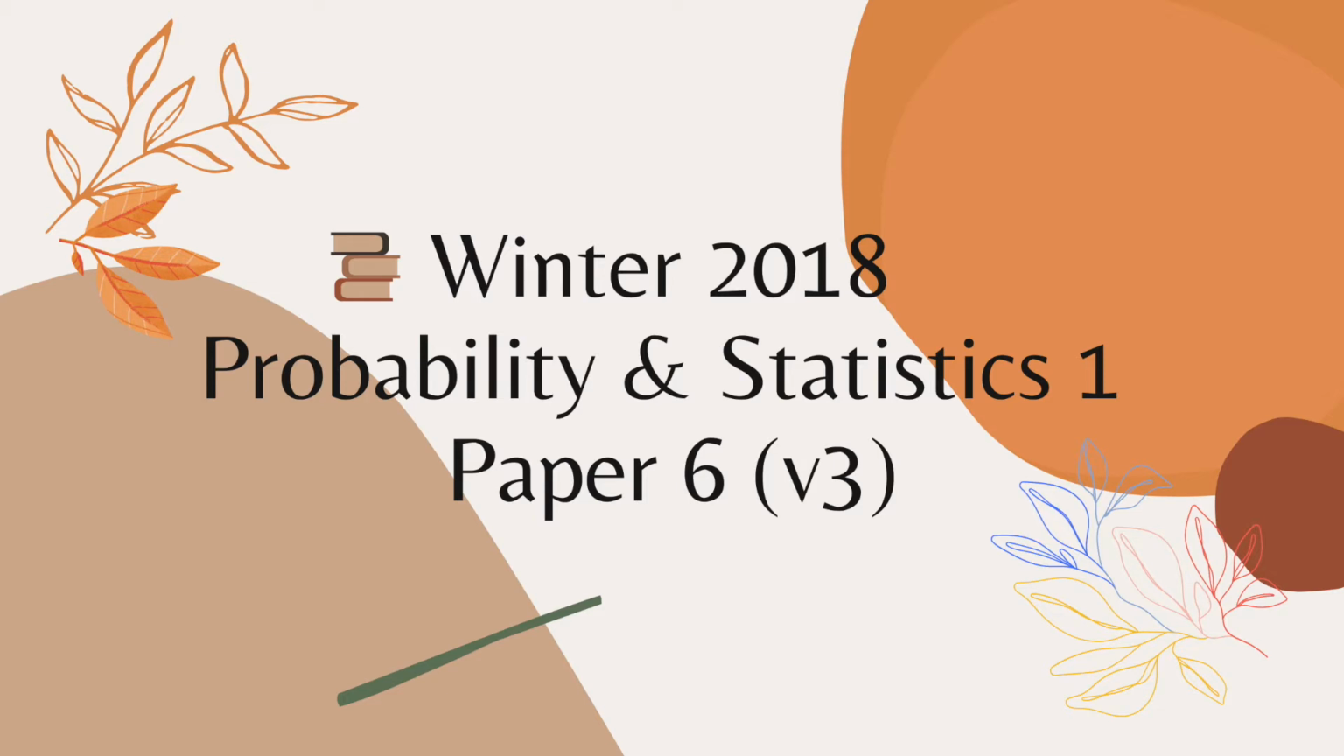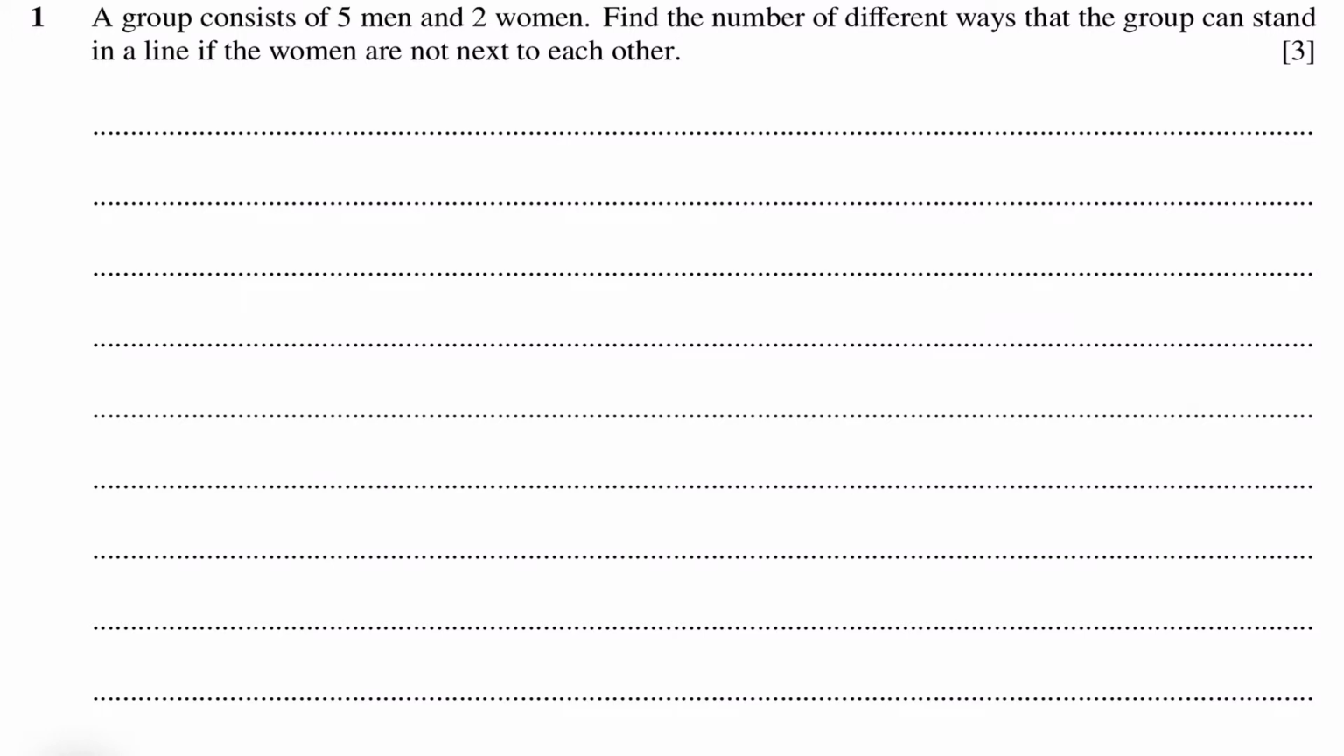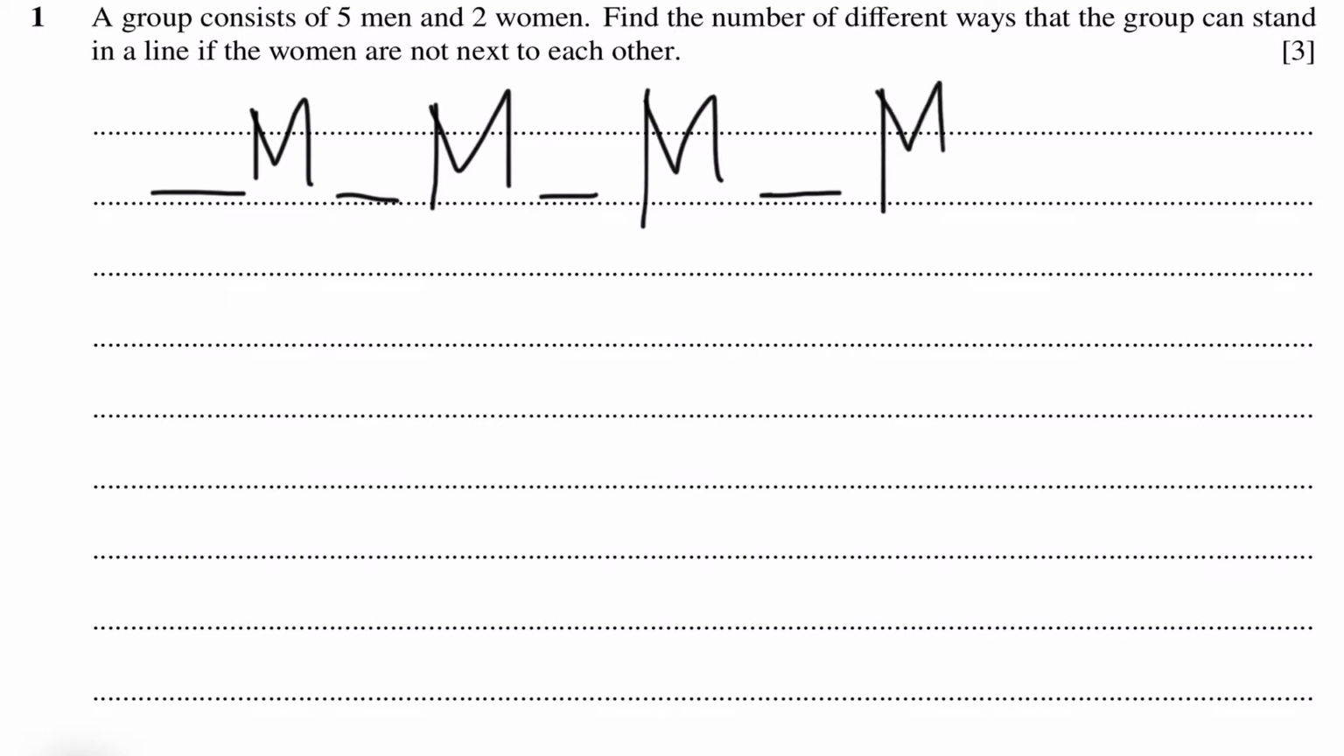So let's get started. A group consists of 5 men and 2 women. Find a number of different ways that the group can stand in a line if the women are not next to each other. So if the women are not next to each other, that means we have a man standing in between. So there are 5 men and 6 available spaces for the women.